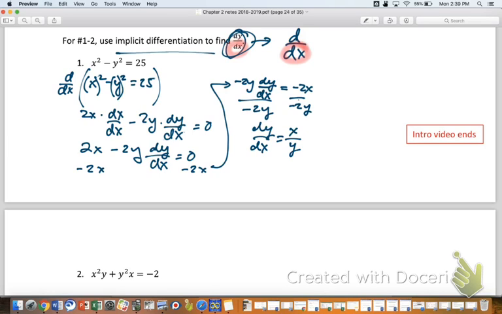True. And there could easily be numbers still in there. If it had worked out differently, it could have been like 2x over y. Oh sure, yeah, totally, if it was not a hyperbola, yeah, totally.